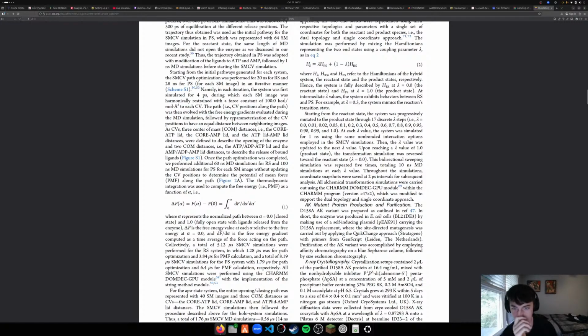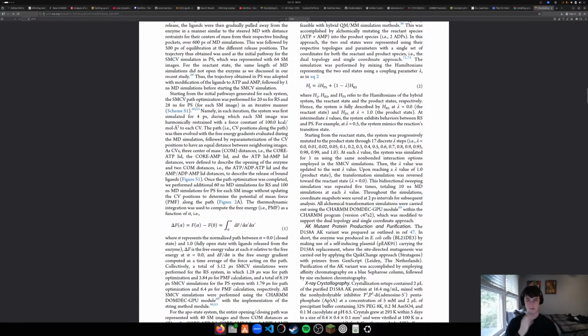Okay, I think I see what they're doing. Basically, they did regular steered MD and just got the ligand to come out, and then they're looking at those frames and running an MD while restraining the positions along the CV, like the collective variable path. I think there's something like that.